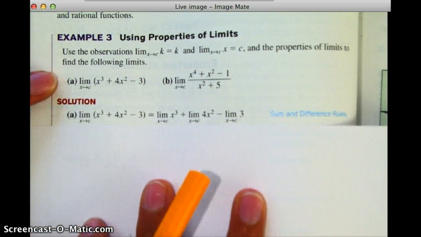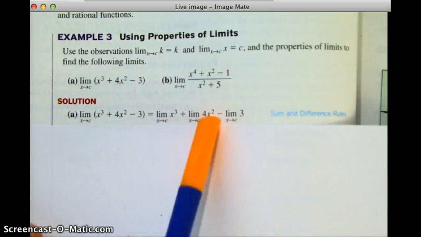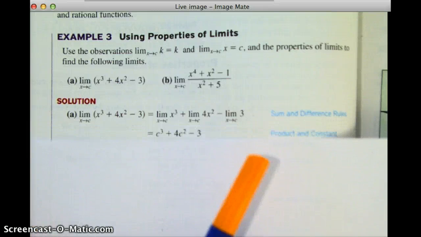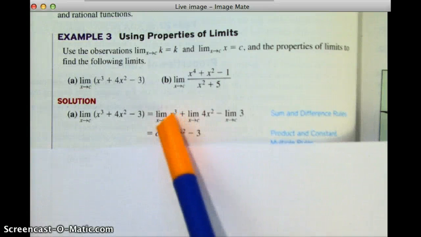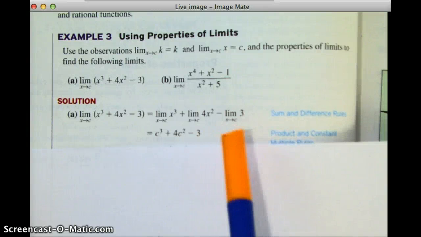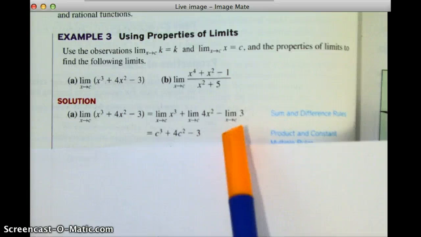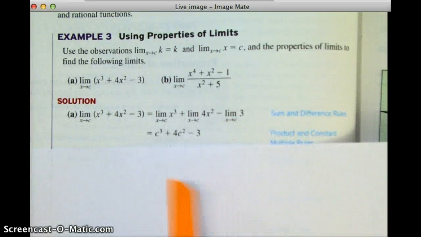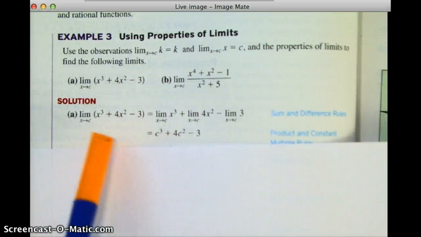For a, we would take that expression and we would apply the sum and difference formulas. And then we would take this expression and we would apply the product and constant multiple rules, which basically say that we can break each of these apart until this is c times c times c, and this is c times 4, and this is just 3. And we get this very simple expression in the end. Again, I'm evaluating a limit even though I don't know a specific number.